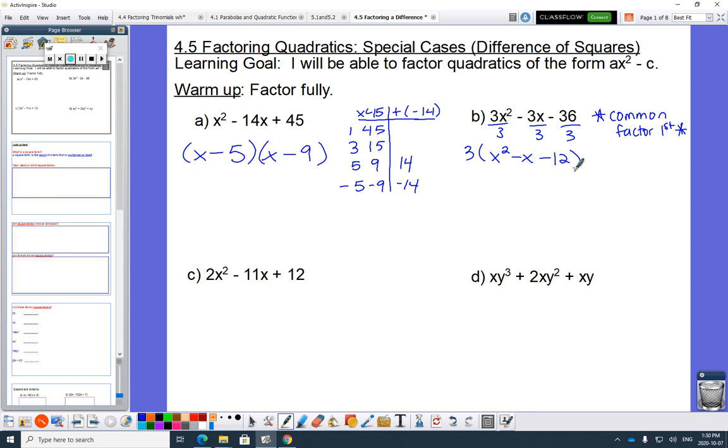You can do these as guess and check if you want. Some of you, especially if you're good with your multiplication tables, might recognize that 4 and 3 is going to be 12. And if this is a negative 1, then if you do negative 4 and positive 3, that's going to work. But if you're not, just keep making the chart.